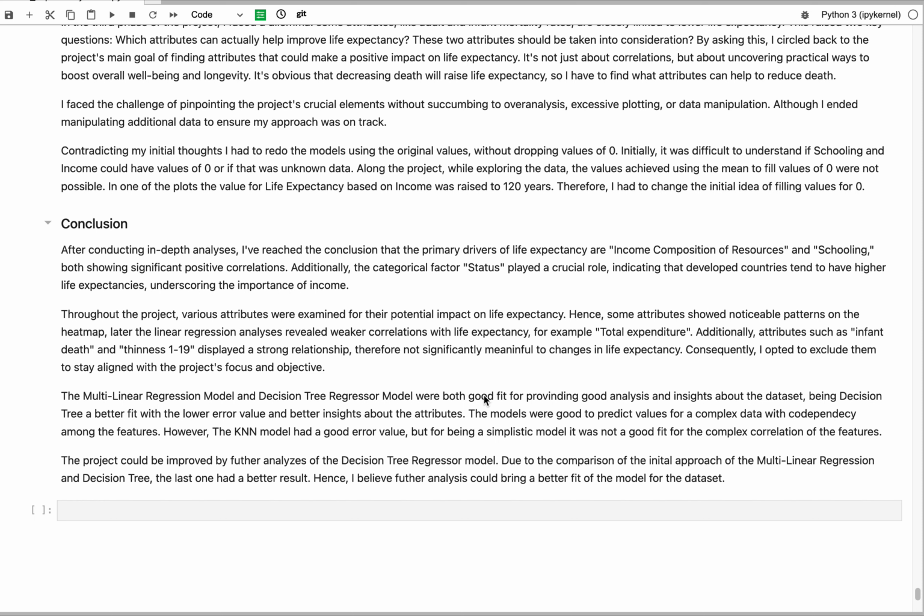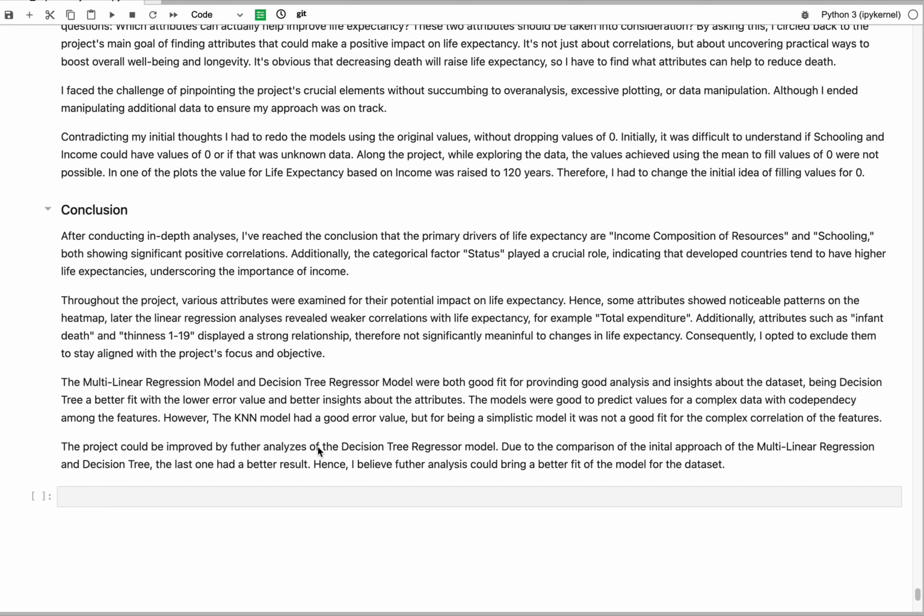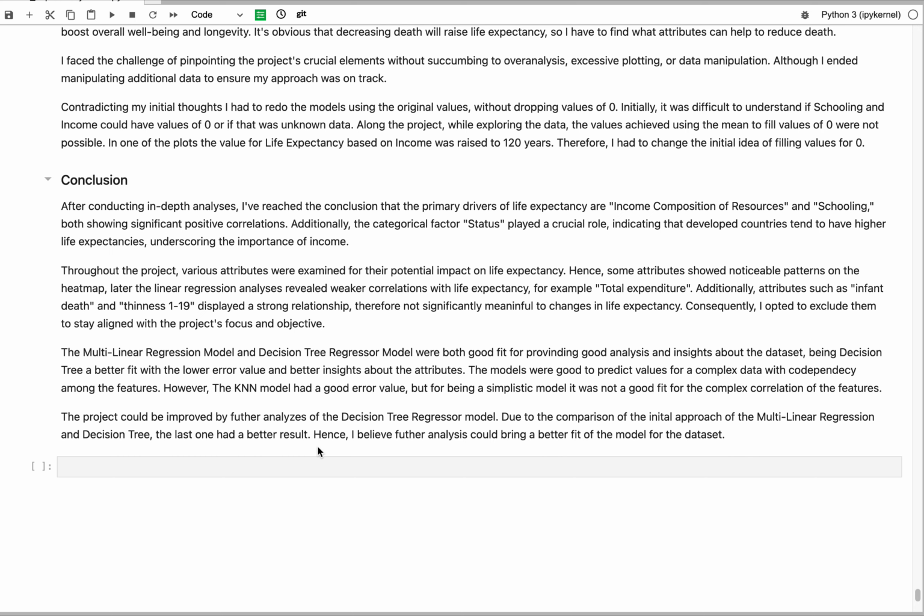So a way to improve this project would be going through further analysis and manipulating and cleaning the data for the decision tree regressor model. The KNN model was not a good approach because it was a simplistic model and also not a good fit for the complex correlation of the features. So the conclusion is that the project fulfilled its purpose, which was to find positive correlation values of life expectancy with income composition of resources, which is income and schooling.